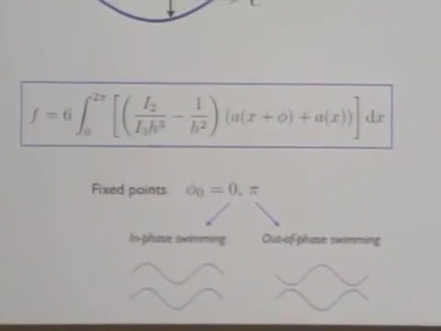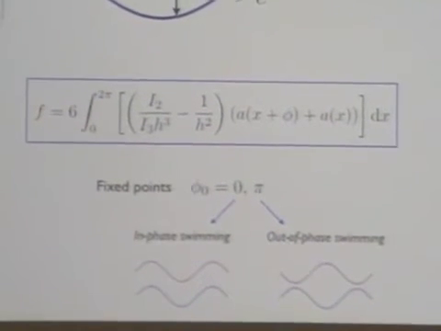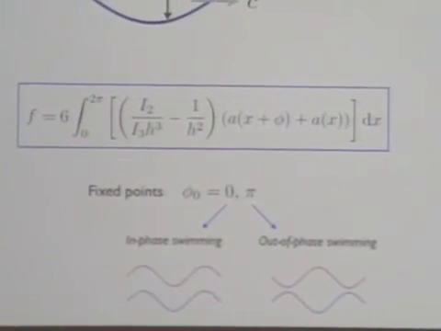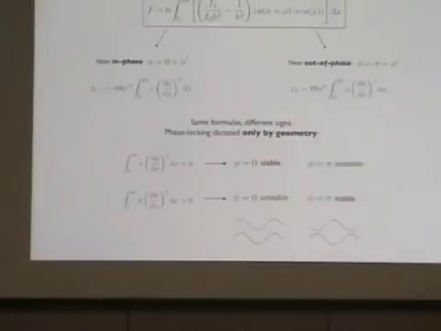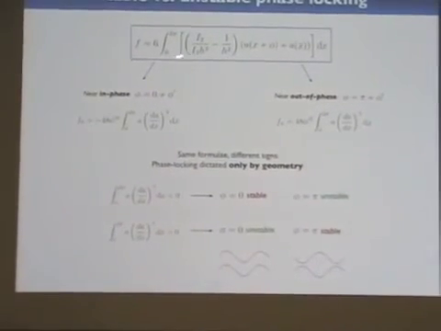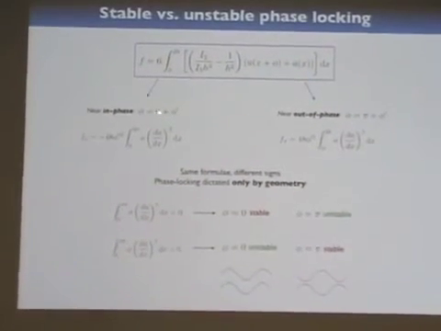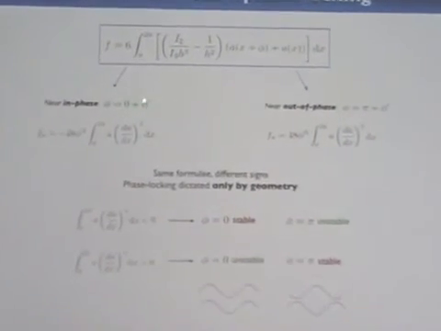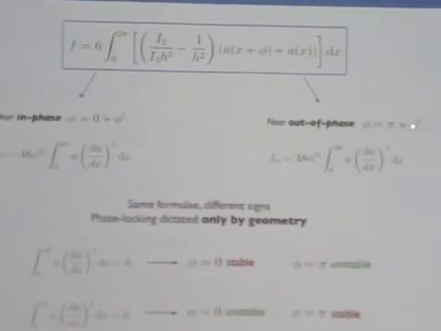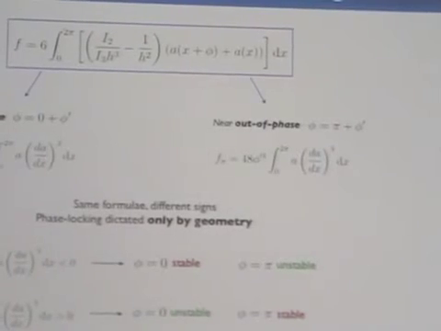So they won't evolve. Now the question, of course, is, are those fixed points stable or unstable? Because if it's unstable, then you won't see it. So what you can do is take this force and assume that the phase is close to either zero with a small perturbation phi prime, or pi with a small perturbation phi prime, and then I can calculate the force near that.